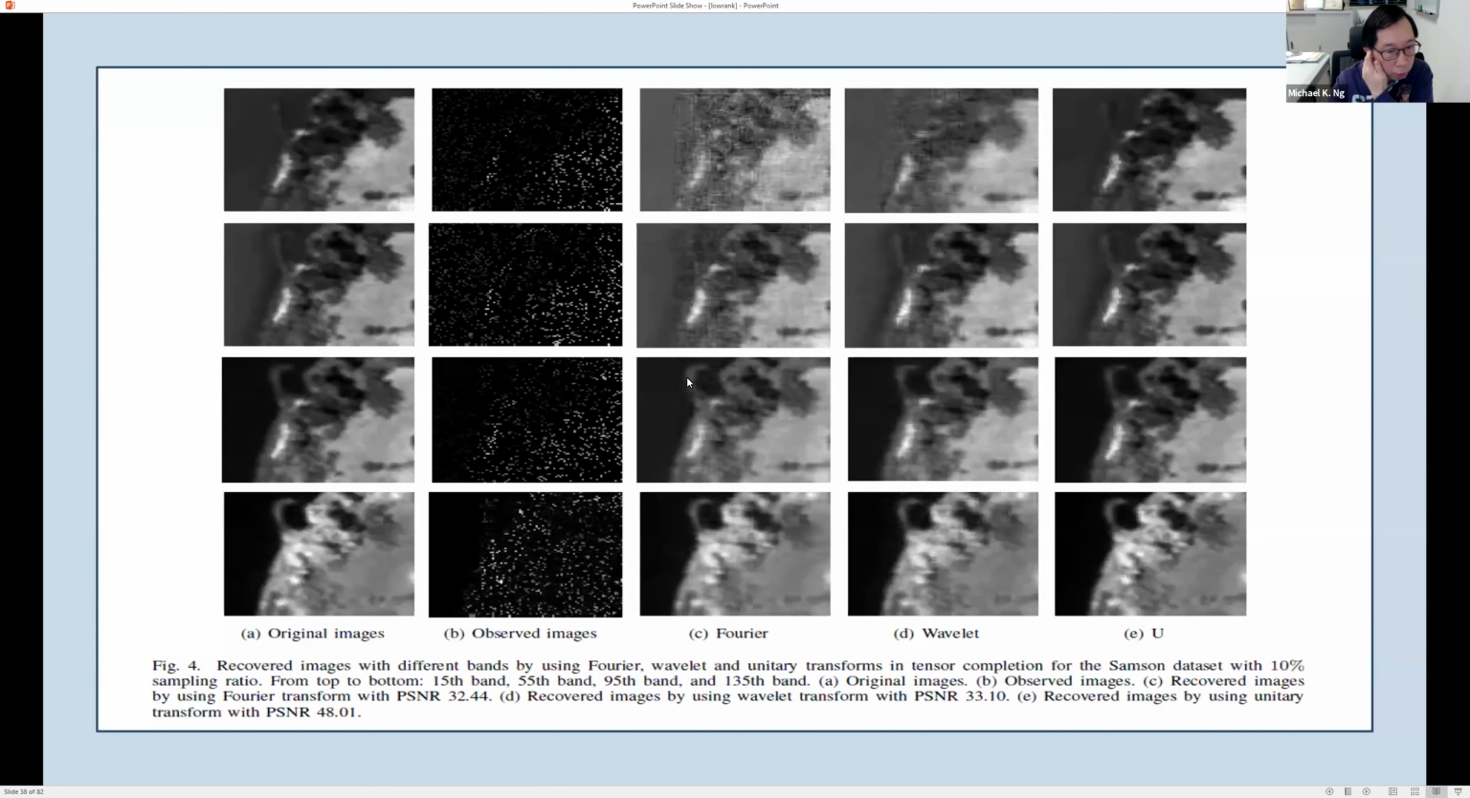Okay, here I show you more pictures. So this is the original hyperspectral data. This is the observed image.